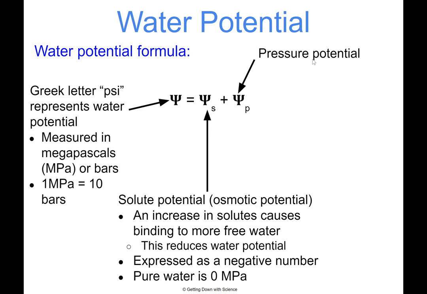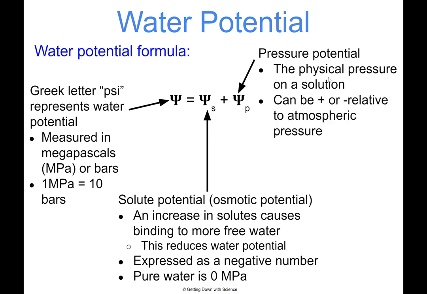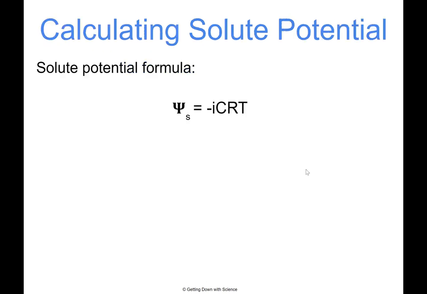Then we have the pressure potential, because remember we said water potential was solute potential plus pressure potential. The pressure potential is the physical pressure on that solution. It can be negative or positive relative to atmospheric pressure. If we're looking at a specific solution, all aspects of that solution most likely are going to be at the same pressure. So if it's in the open air, we typically say that the pressure is 0 megapascals because we're exposing all of it to the same pressure.